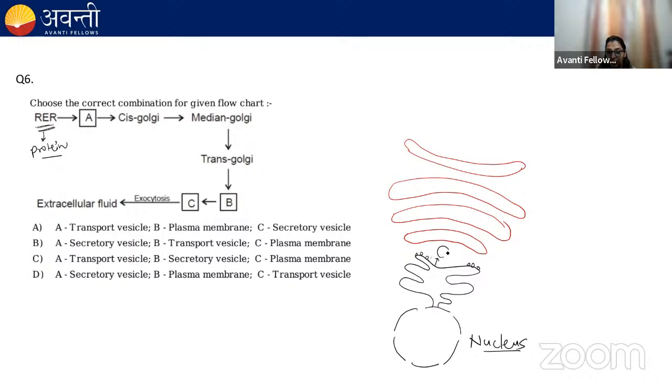Let's say there is a vesicle which buds out and it contains the protein. This vesicle is the transport vesicle, because its function is only to transport the material. So it's transporting the material from the ER to the Golgi. This is the cis face of the Golgi. These are the medial cisternae. This one is the trans face or the mature face. The cis face is also known as the forming face.